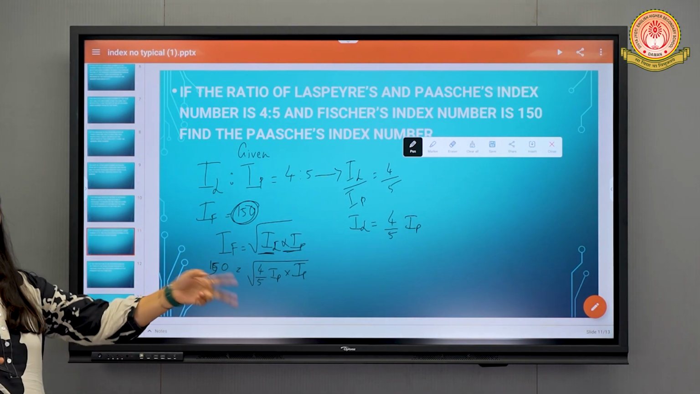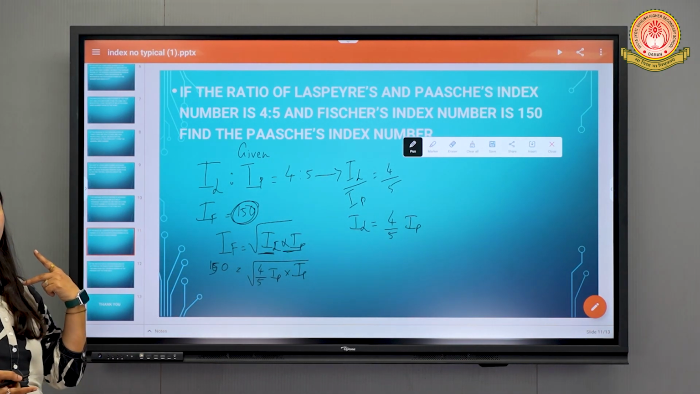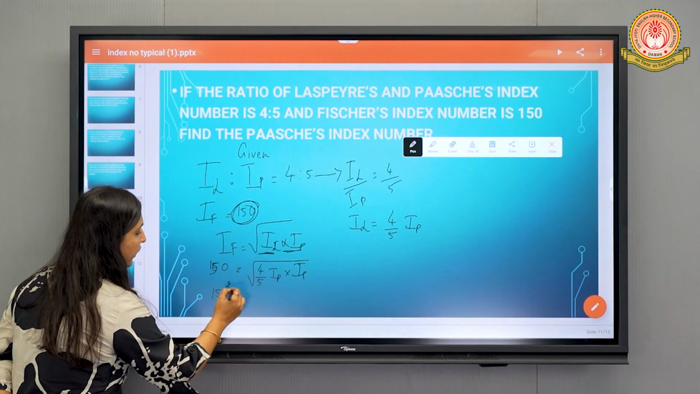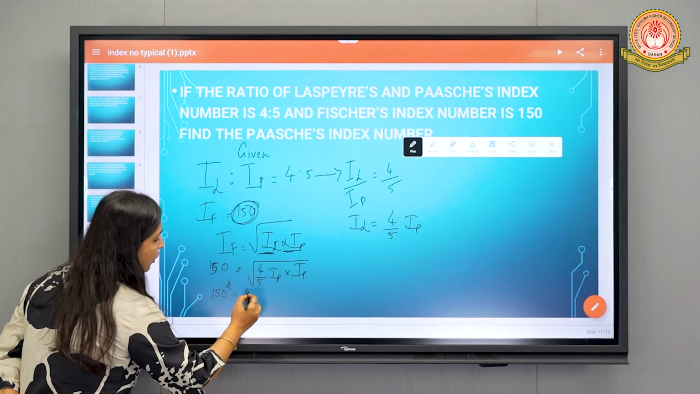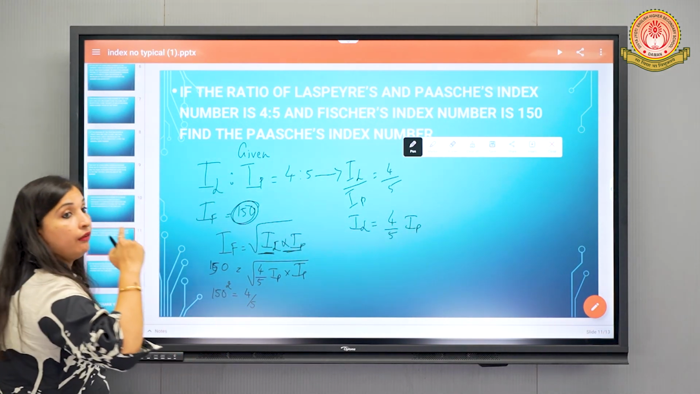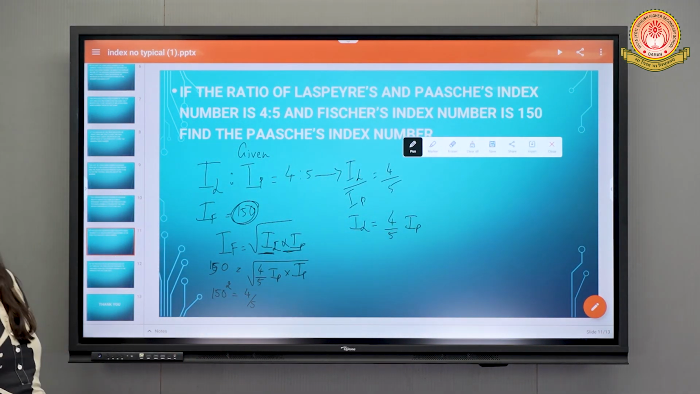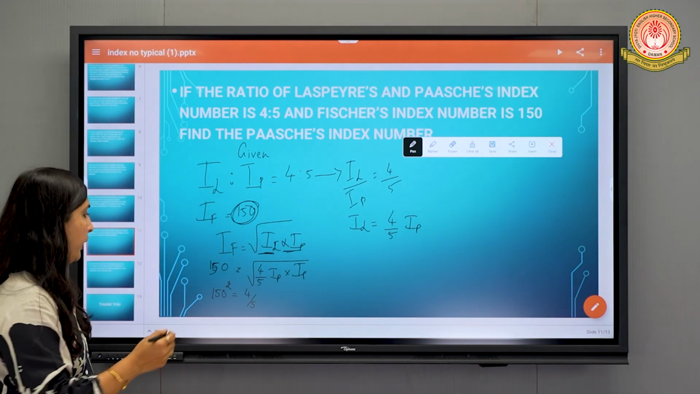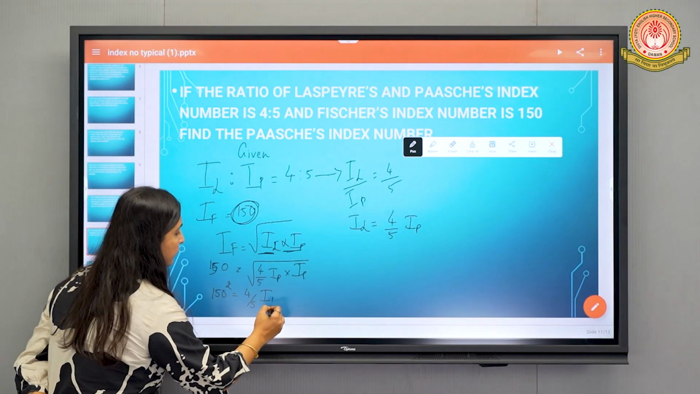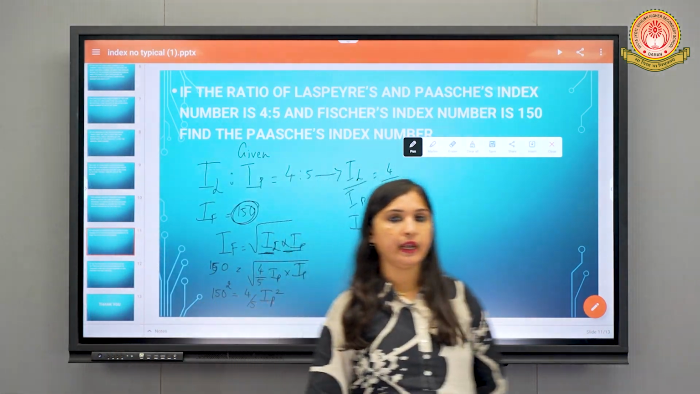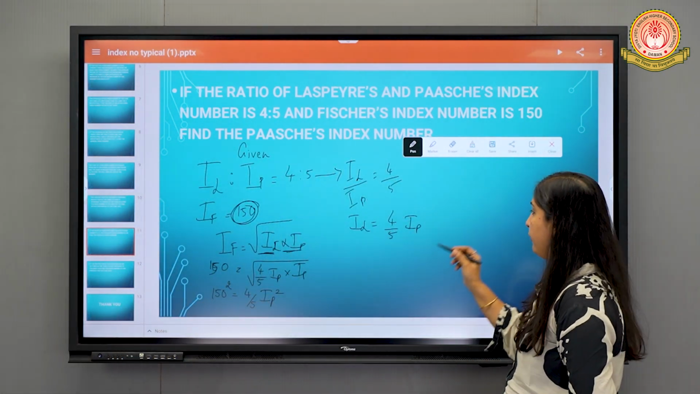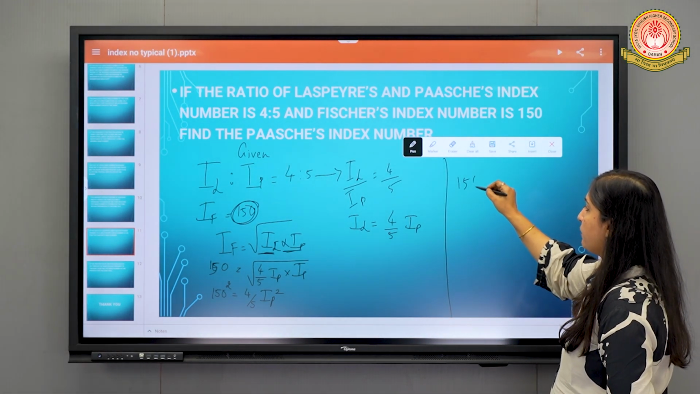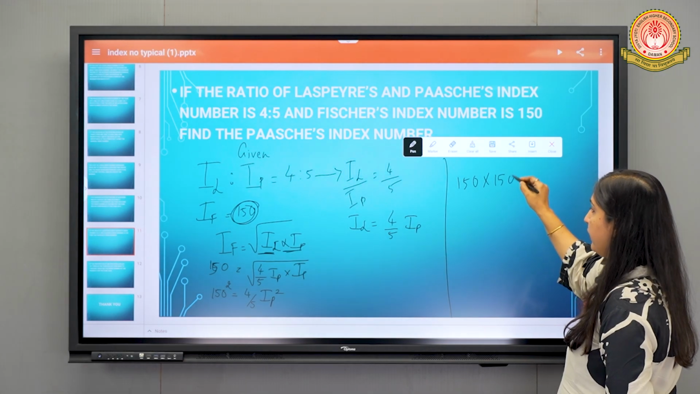Okay, again the same trick we will use. If the root is given, and it has to be transferred to this side, what to do? Square. So here it will be 150 square, and here we are left with 4 by 5. We have one IP and another IP, which makes IP square. Is it clear? Now just see the calculation over here. We have 150 two times, that means 150 into 150.